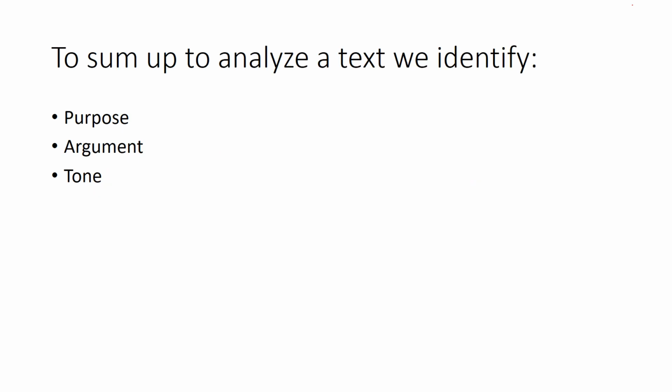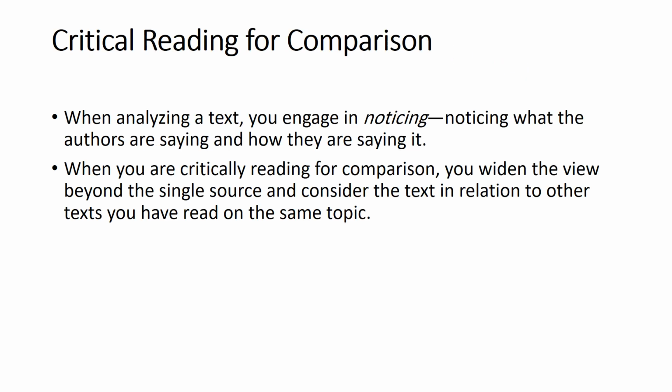To sum up, to analyze a text, we identify 3 important things. Purpose, what is the writer's purpose? Argument, how is the argument actually formed? What evidence is there? What reasons are there? How is the argument presented and constructed? And tone, in which word choice comes in, because word choice, as you remember last time, can actually identify the tone for us. So these are the 3 most important things we look at when we try to analyze a text.